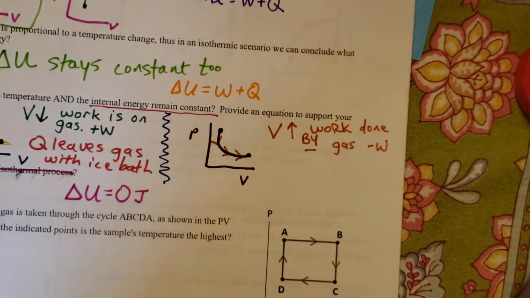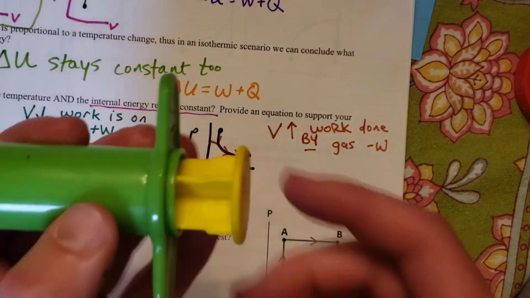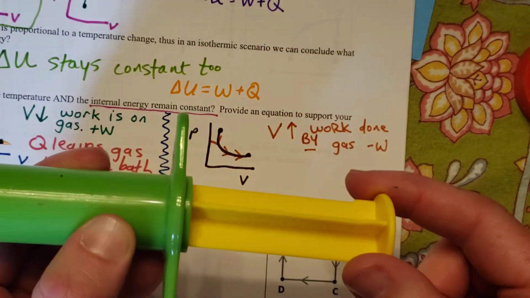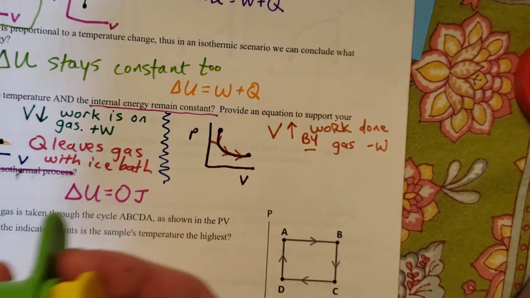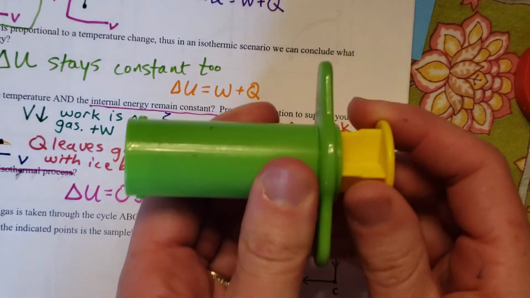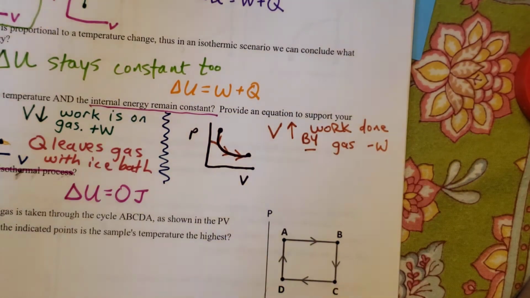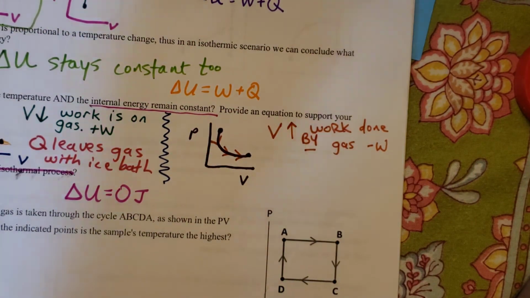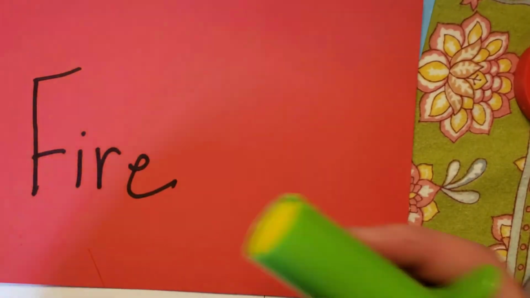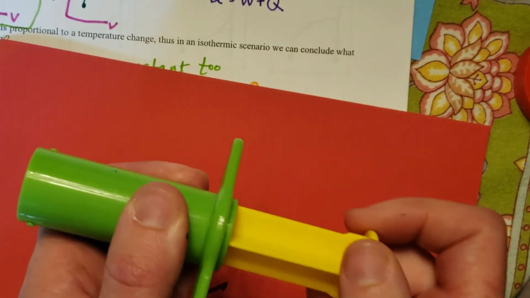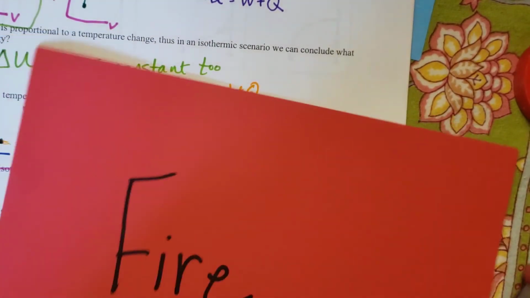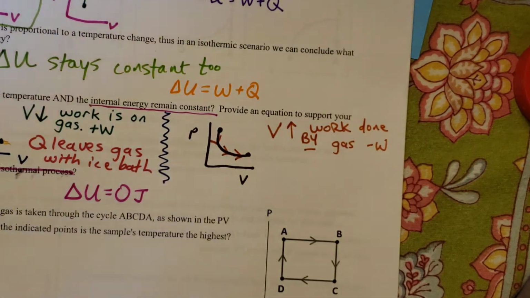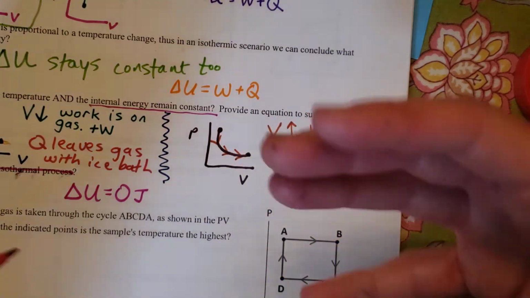The work is negative. Well, how is it that I can be increasing the volume and the temperature can be decreasing as I increase the volume, yet the temperature remains the same the whole time? Thanks, heat. We have to add heat to this system as I increase the volume. So in this situation, heat is going into the system.